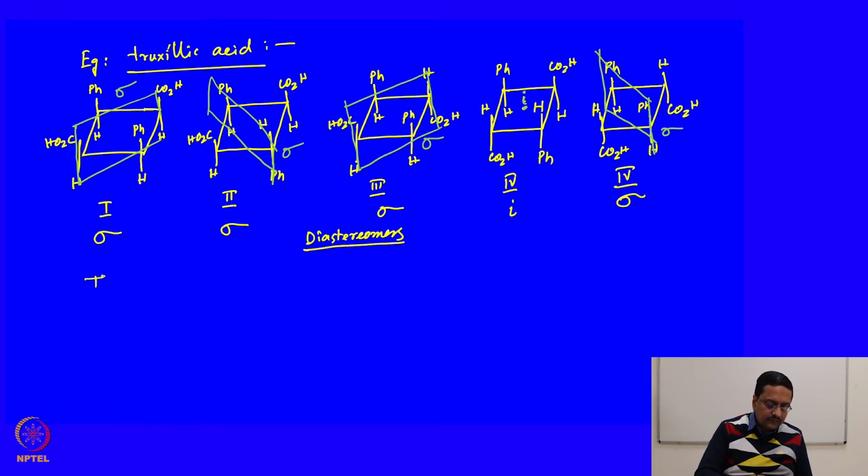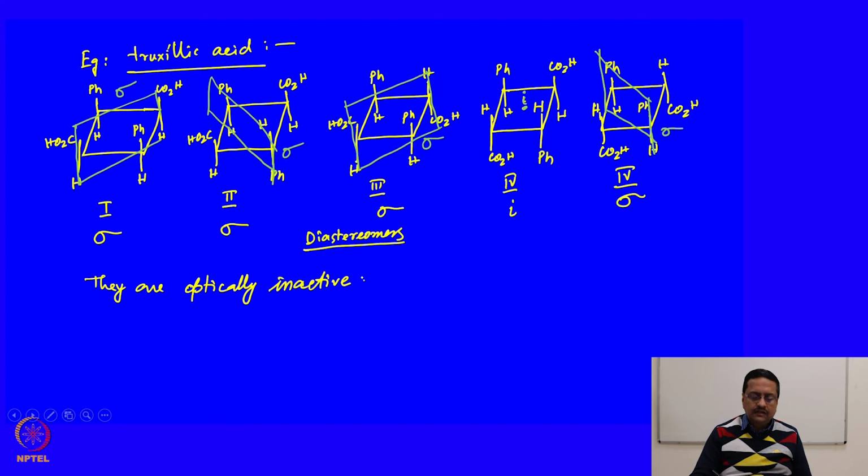Therefore, they are optically inactive. So, even if this particular molecule has 4 chiral centers, they are all optically inactive because the molecules contain either a sigma plane or an inversion center. So, this is how we can draw several isomers of tetrasubstituted cyclobutane.